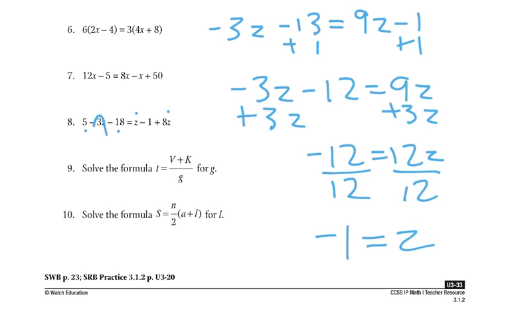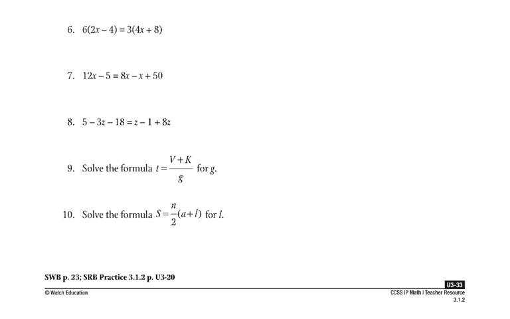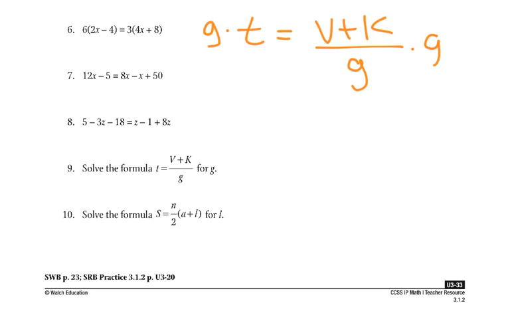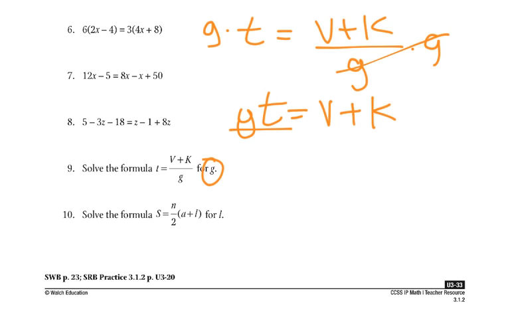Okay, now 9 and 10, you're dealing with what we call literal equations. So now there's just a bunch of variables. But we treat it the same, it's just we can't simplify. So we want to get g by itself. So I have v plus k over g. Well, g's at the bottom of a fraction. We need to undo that. So we do the opposite. We times by g. So I have to do it for both sides. Multiplication property of equality. So I get v plus k equals g times t. Then to get g by itself, because that's what we want to do, I divide everything by t. So g equals v plus k divided by t.